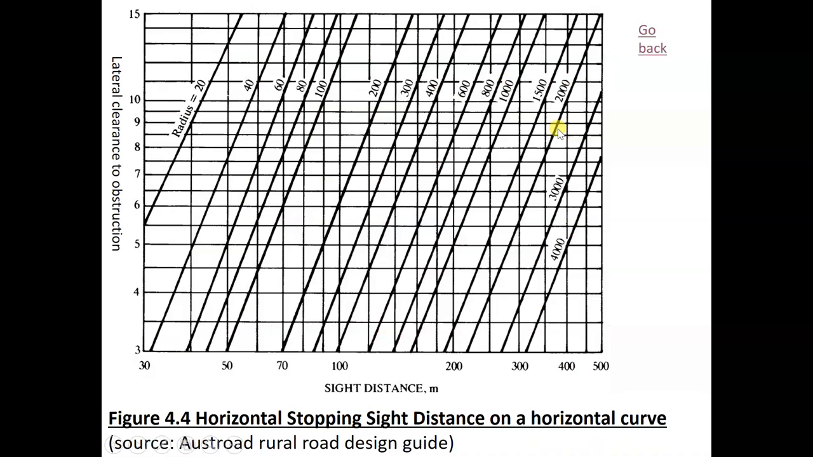Let's say your radius on the ground is maybe quite a tight bend. Let's say it's 100, and the lateral obstruction is, let's say, 5 meters. In that case the radius is fixed; actually, they come up with the designs. So the radius is 100, the obstruction is 5, and the stopping side distance is about 65.